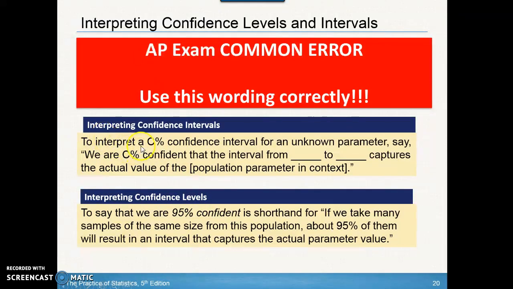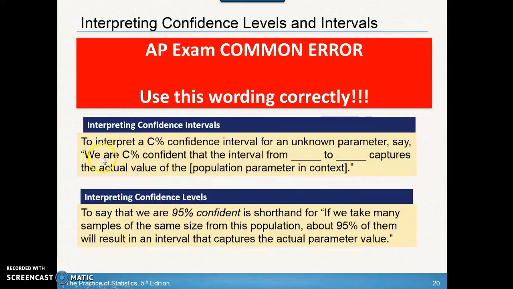All right, so if we're going to interpret a confidence interval, that's basically saying explain what you have produced, okay? So you will get very used to this. You'll be using it 1,000 times. You hear me say it once, but you'll hear it a gazillion times in your homework and everything. Here's how you interpret the confidence interval. We are blank confident. So for example, we are 95% confident that the interval from 2.0 to 2.2 captures the actual value of the population parameter.